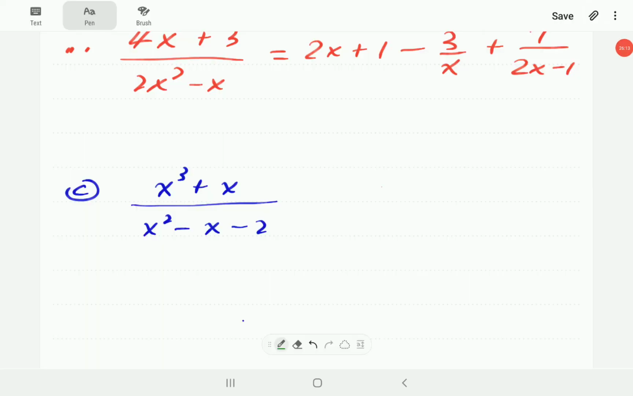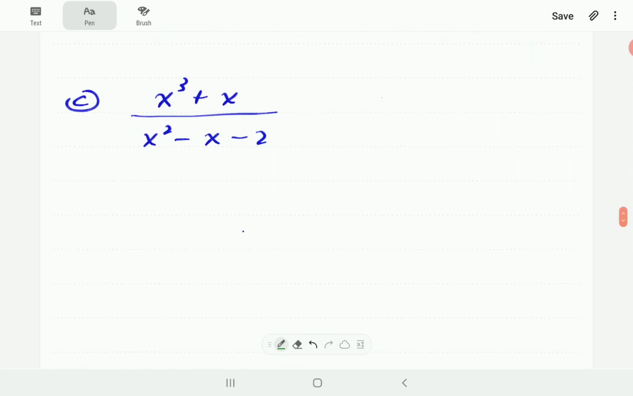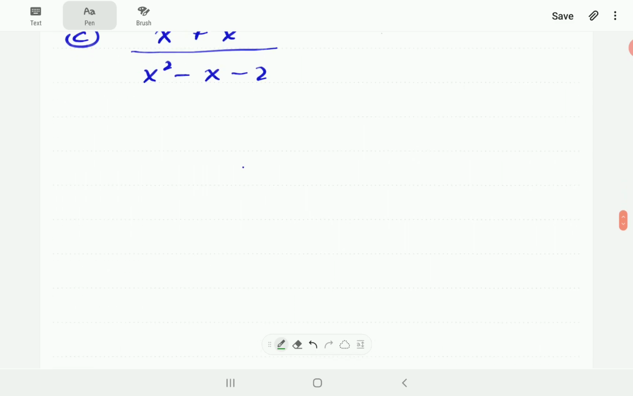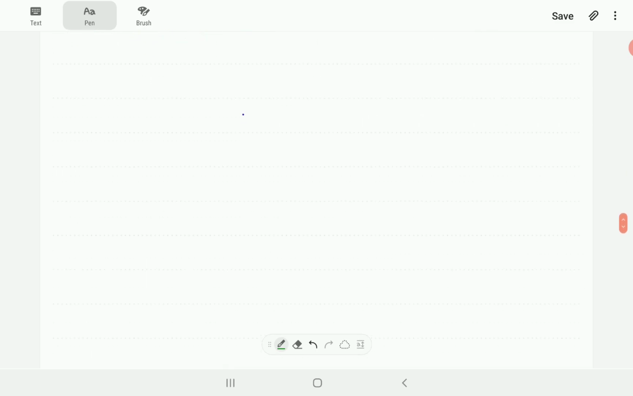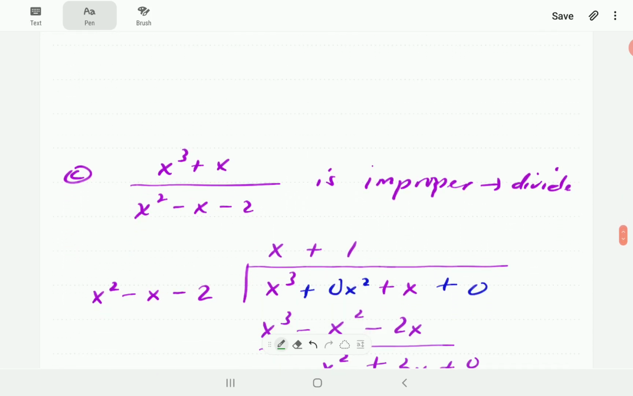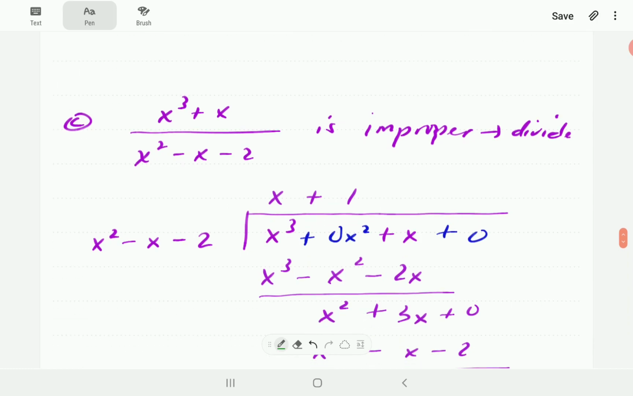Okay, we take it that you have had a go at this example number C. I'm now going to scroll down to our solution. If you still want to, you can still pause the video and try it first. Okay, so in example number C, the degree of the numerator is 3 and the degree of the denominator is 2. So this is improper, so we're going to have to divide first.